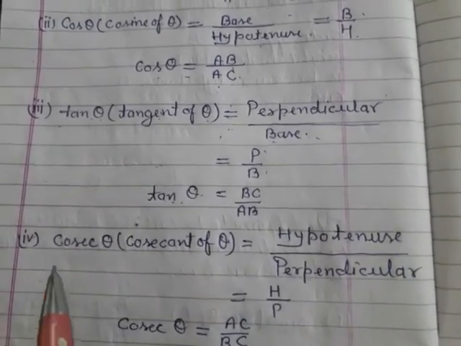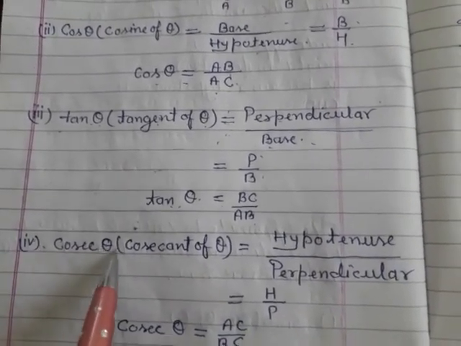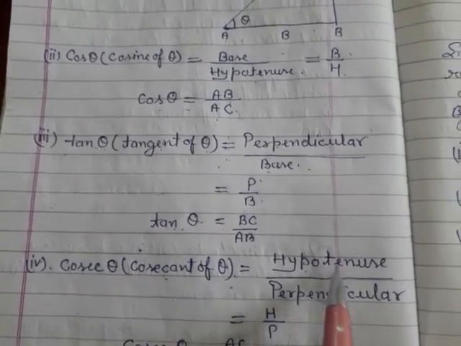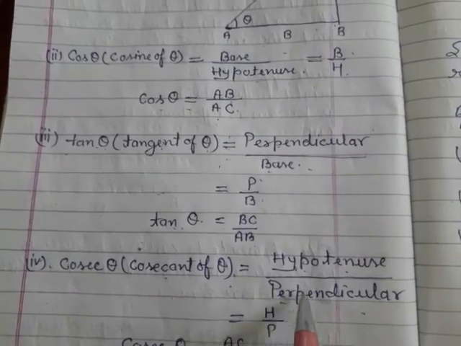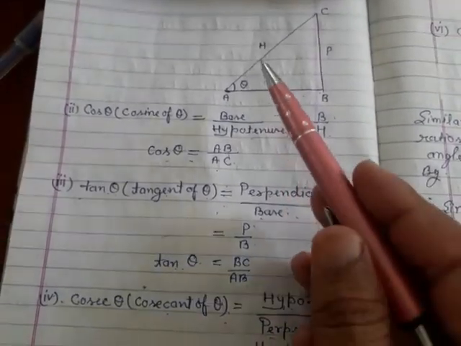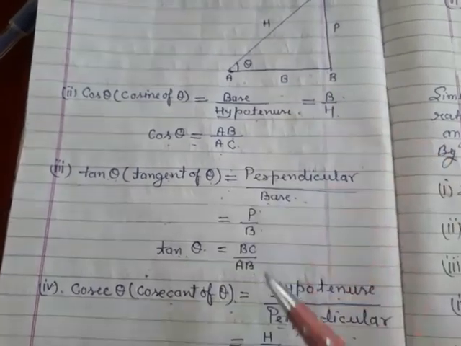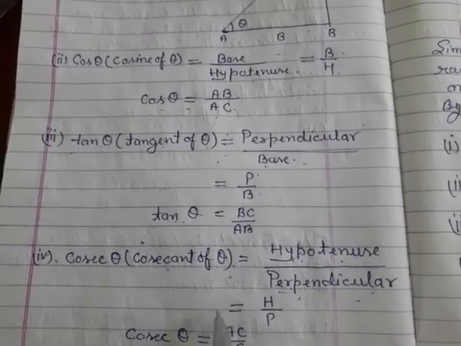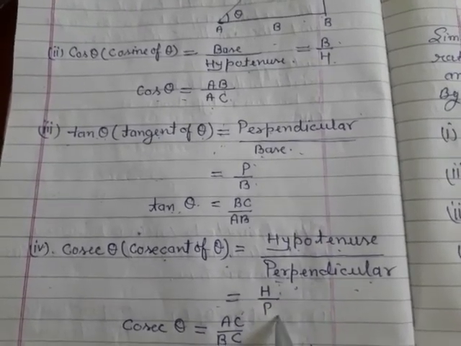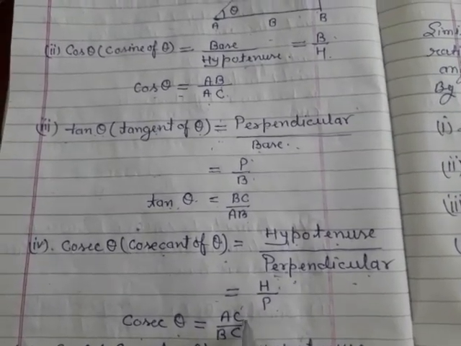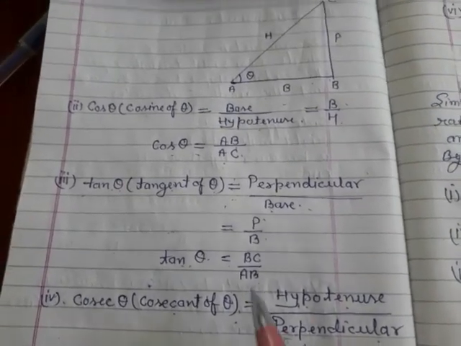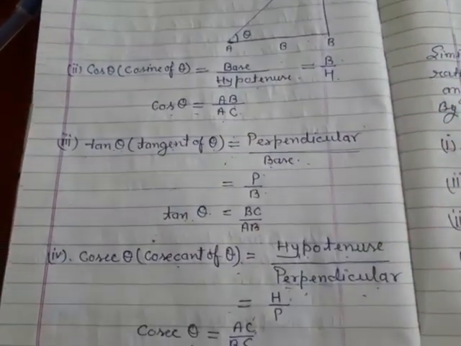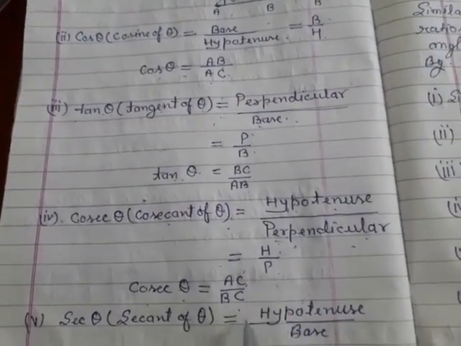Clear? Now the fourth, cosec theta, the cosecant of theta. Cosecant of theta is hypotenuse upon perpendicular, H by P. So cosec theta is equal to AC upon BC. Clear?